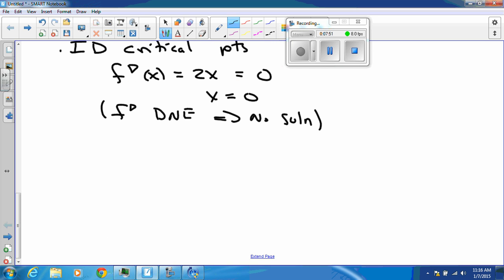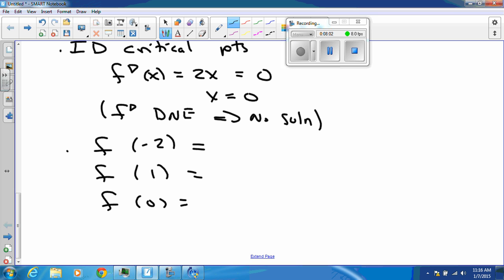Now that I've found my critical points, I'm going to evaluate f at the critical points and at the endpoints. Here are my two endpoints, and here is my critical point. Notice I'm not evaluating f prime. I'm not interested in the value of f prime at these points, the slope. I'm interested in the actual value of the function because I'm looking for the largest value of the function and the smallest value. And when I evaluate f of -2, I get 4. When I evaluate f of 1, I get 1. And when I evaluate f of 0, I get 0.